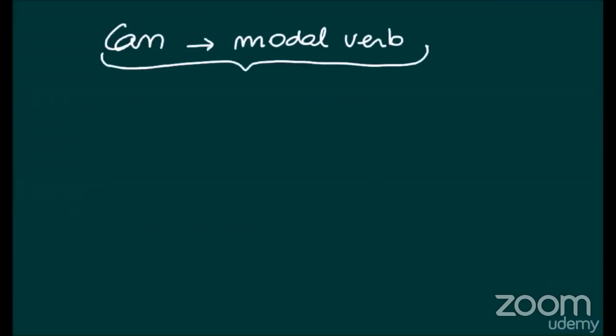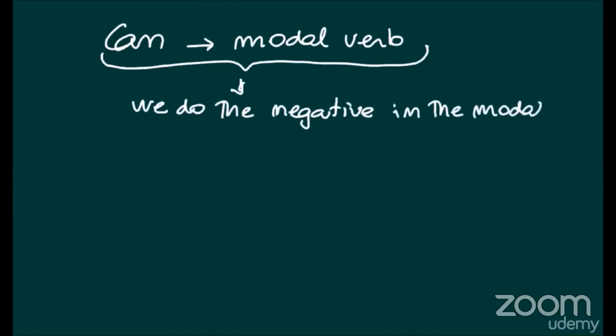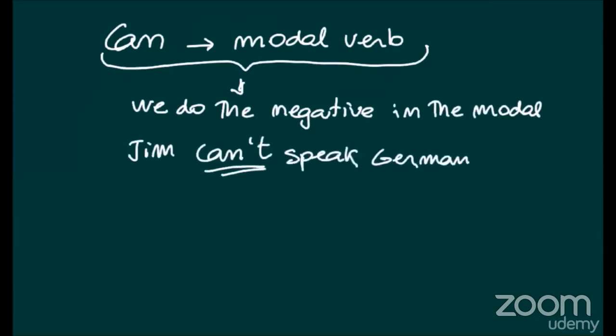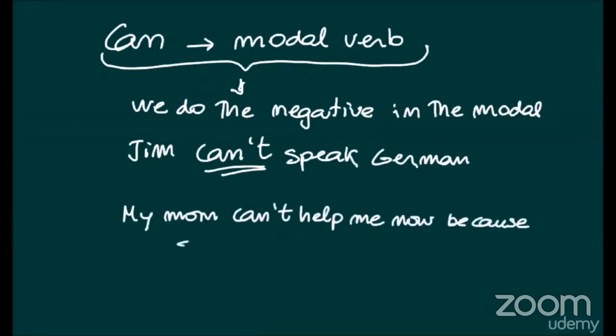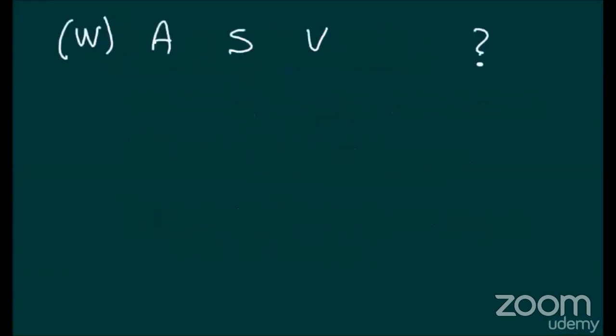Can is a modal verb, so as all modal verbs, we do the negative sentences in the modal verb. Let's see some negative sentences. Jim can't speak German. My mom can't help me now because she is working. As we do the negative in the modal, then this means there is an auxiliary in our WASV formula.